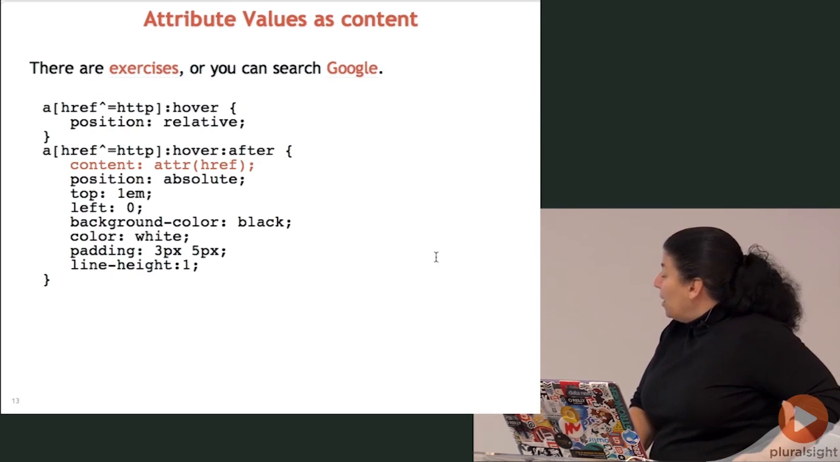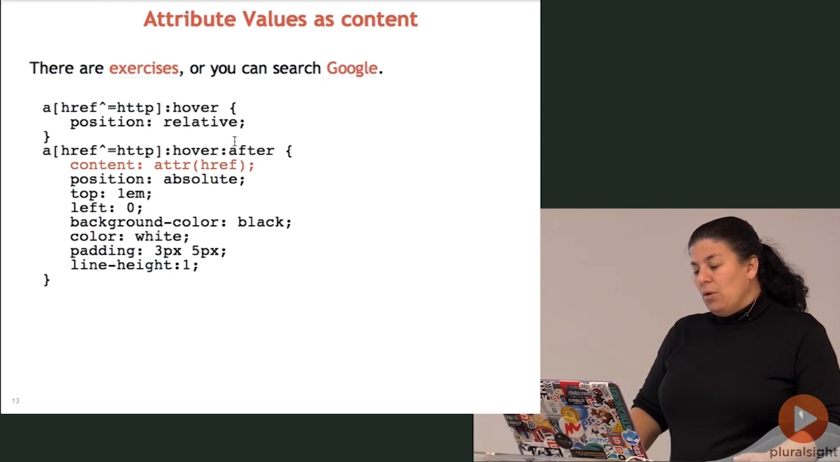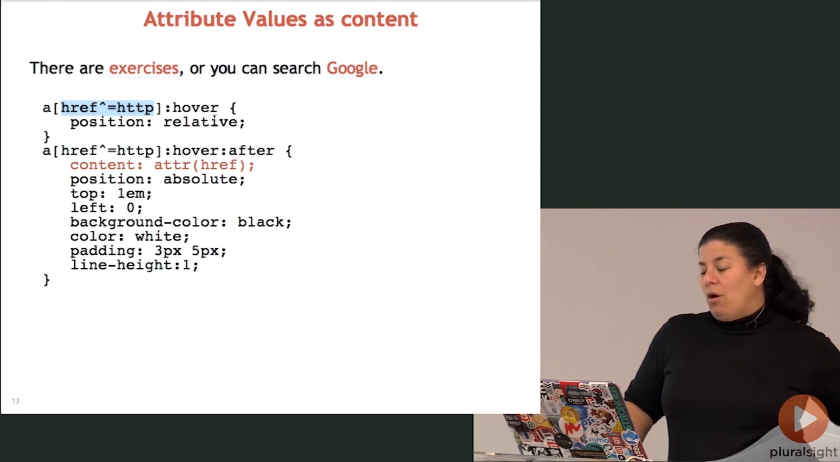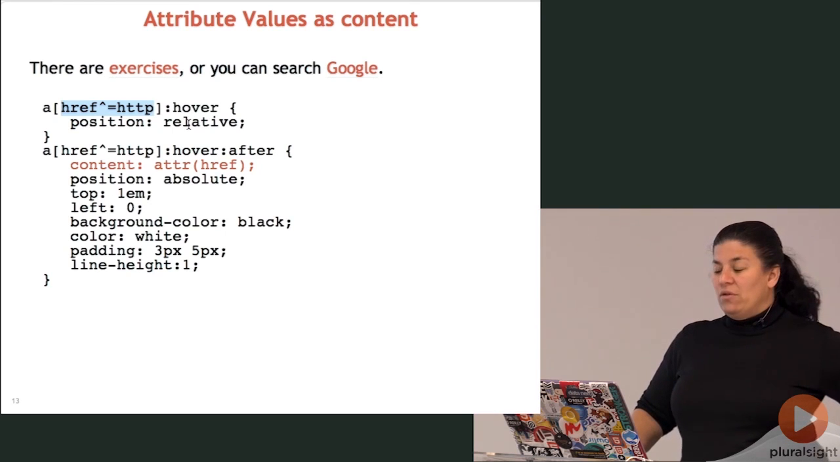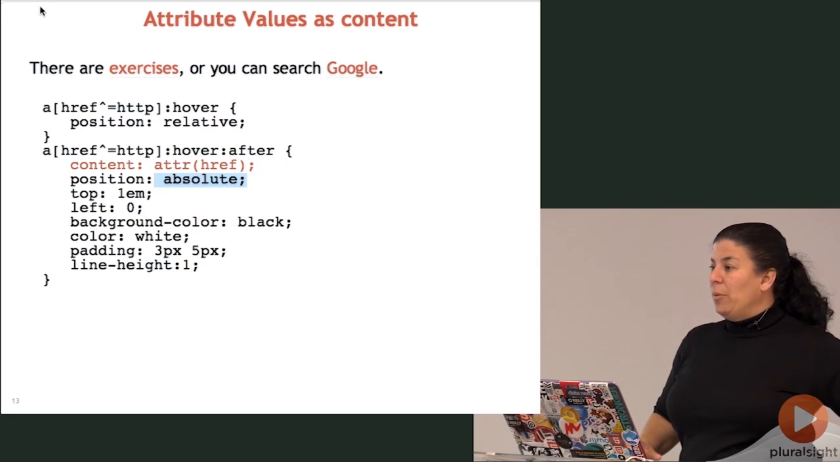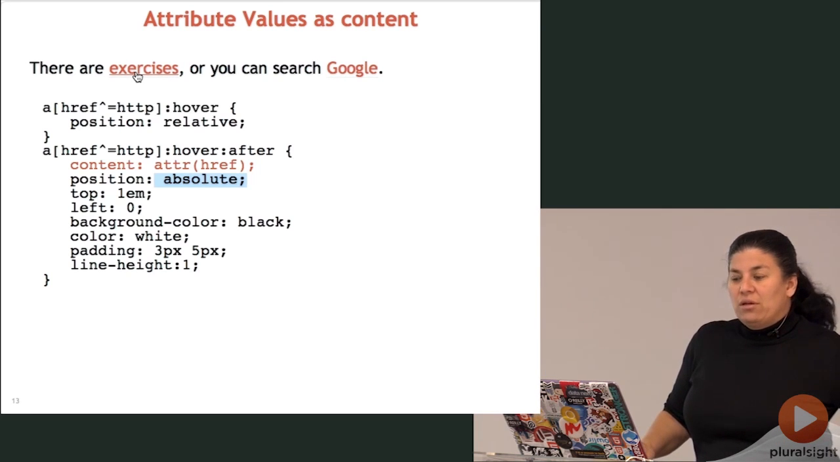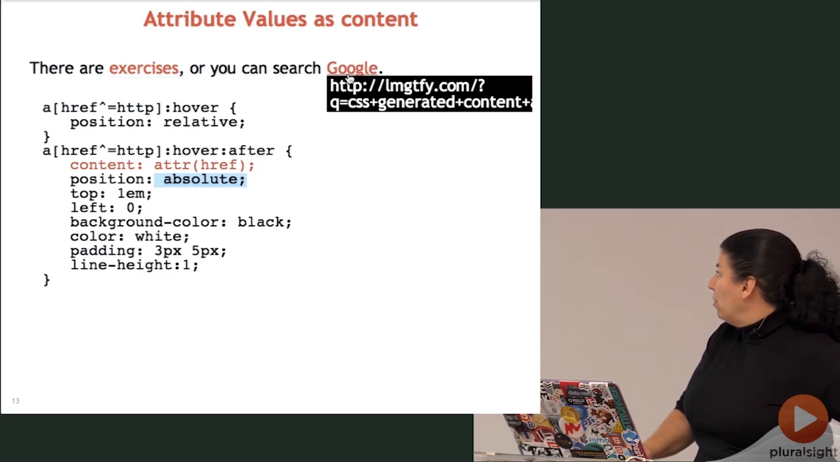So here, what does this say, anyone? Any element that begins with HTTP on hover only, make it position relative. And why do I make it position relative? Because my hovering thing is position absolute, and if it was not relative, it would be right up here. It would appear here. So here, nothing happens because this is a relative link, and this is an external link, right?